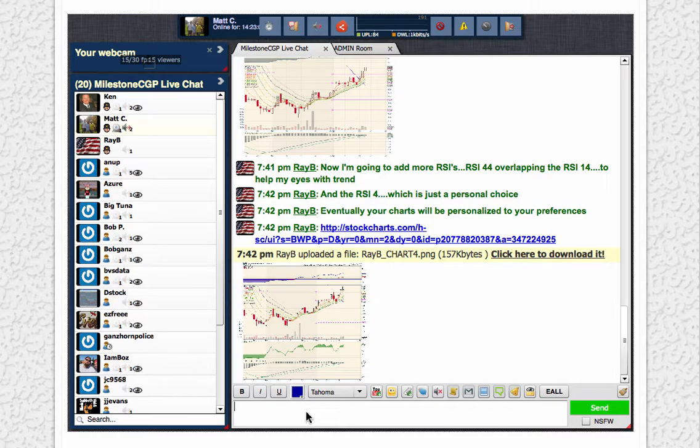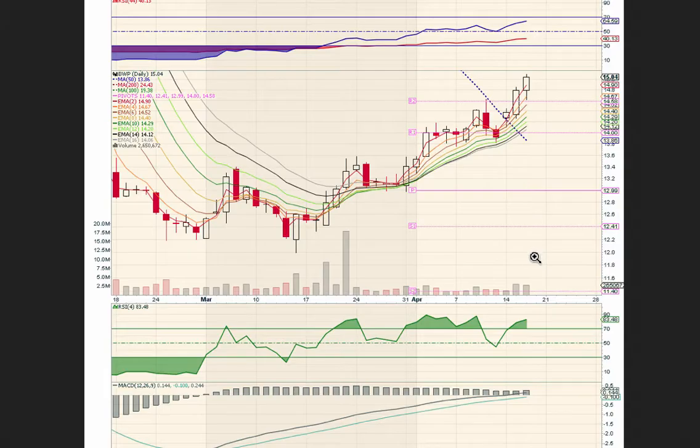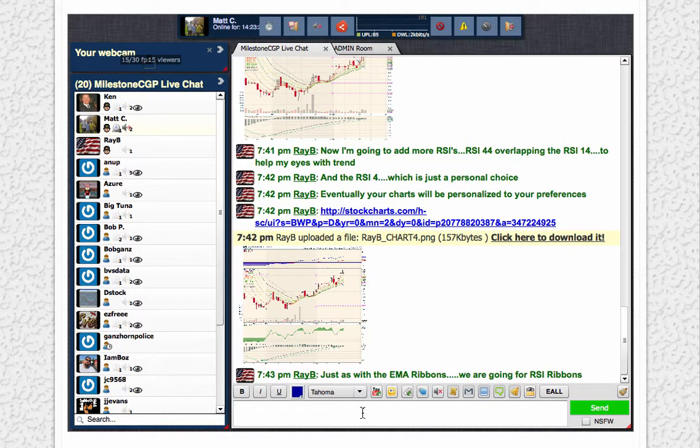So in this chart here, you can see your RSI 4. Okay. And then up top you can see the overlapping, the 14 and the 44. Just as with the EMA ribbons, we are going for RSI ribbons.